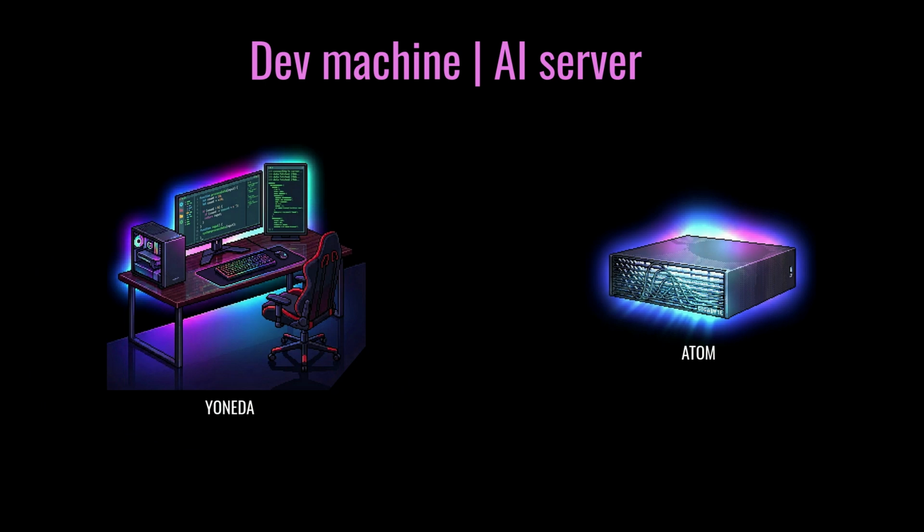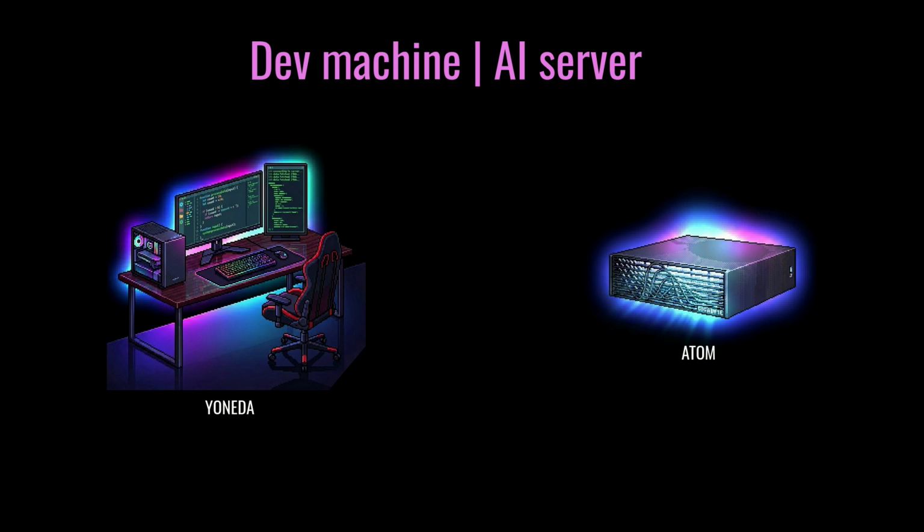So I basically have two machines. I have a dev machine, the desktop called Yoneda that I'm recording this on right now. And I have a GPU server, an AI server, which is the Gigabyte AI Top Atom. This is Gigabyte's DGX Spark implementation. It's basically a GB10 data center style GPU server in a small form factor. It's sitting on a shelf behind me.